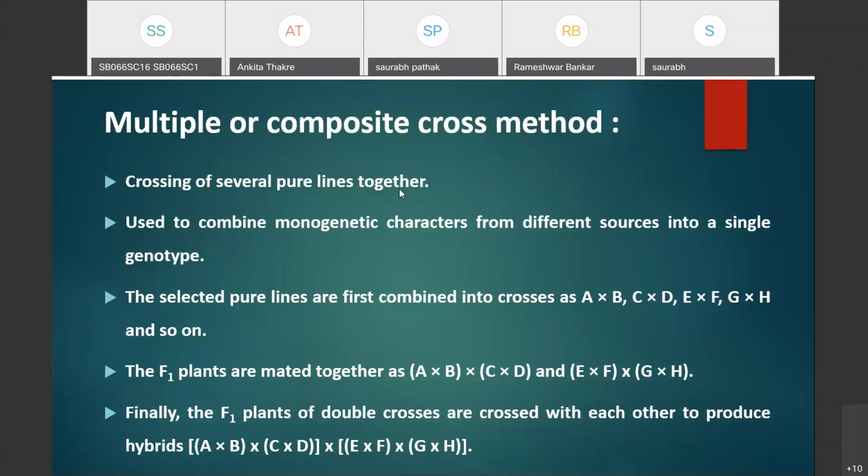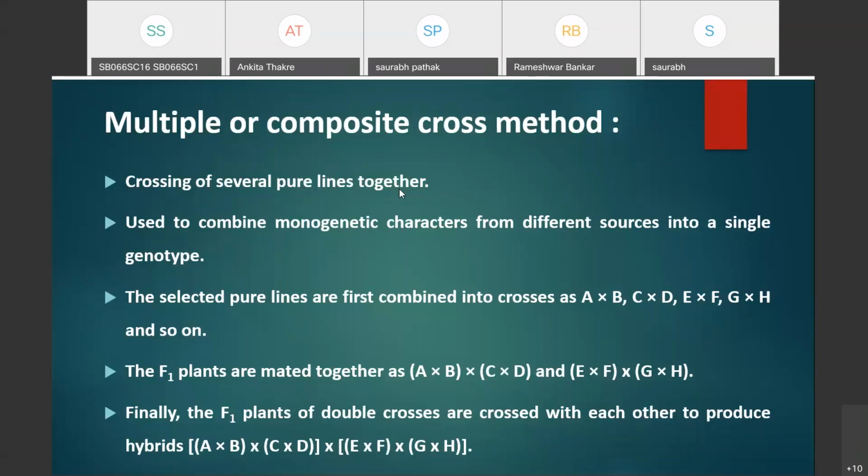Here, first of all, the selected pure lines are combined into single crosses as A into B, C into D, E into F, G into H, and so on.